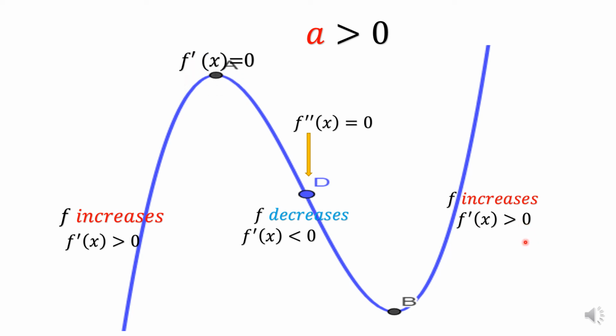And of course, what do you know here? This is the turning point. The gradient is always equal to 0. And at B as well, the gradient is always equal to 0.